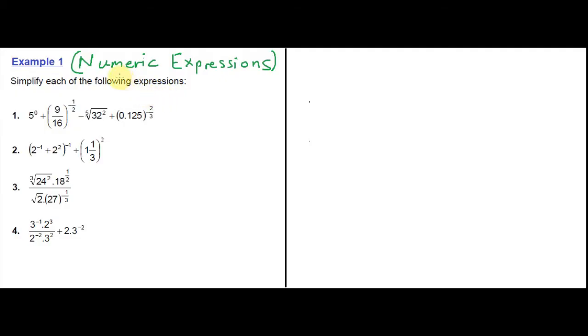We now get to more complex problems involving exponents. Example 1 deals with numeric expressions. Now, an expression is when we're asked to simplify or evaluate something as opposed to an equation. And you can see that these questions or problems all involve numbers only. So it's numerical. Let's look at the first one. 5 to the 0, of course, is 1 from the rules of exponents. Now, we have 9 over 16 to the negative a half.